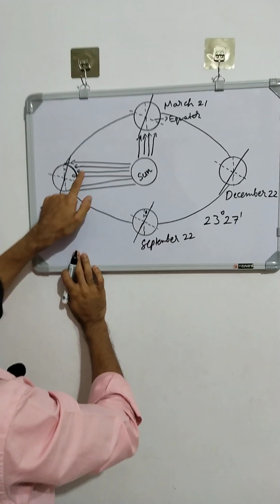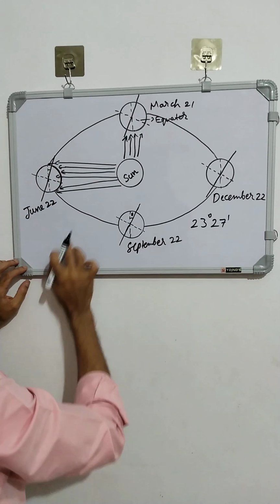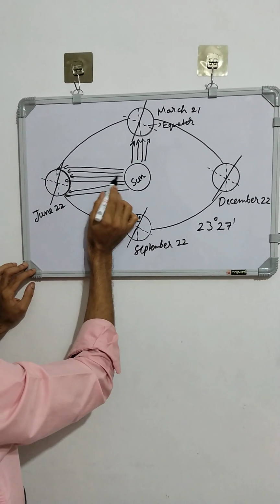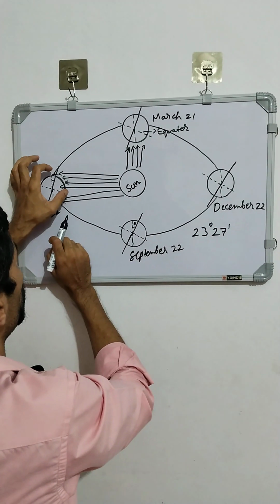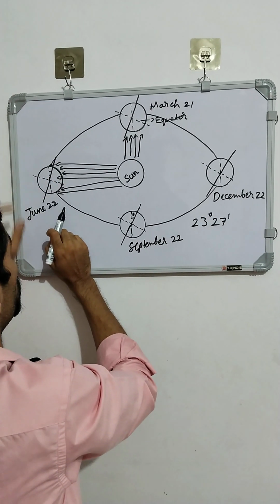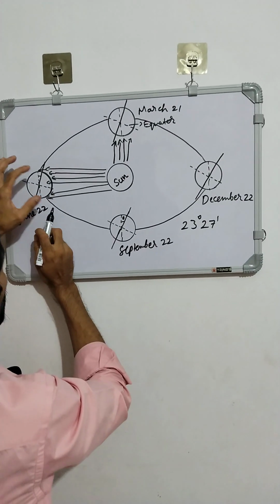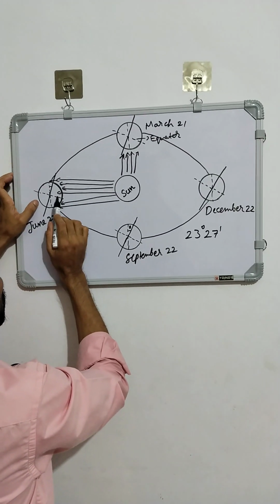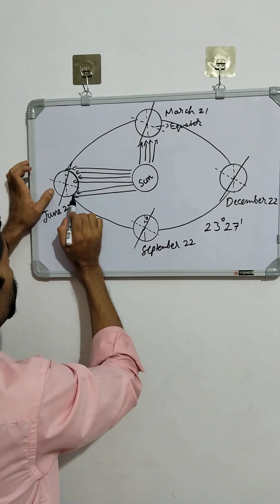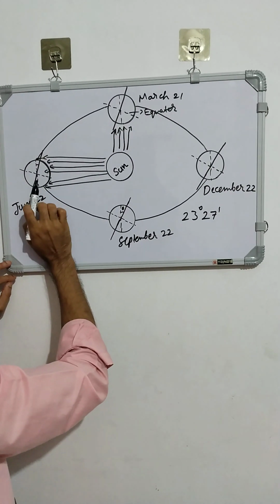But here, as the rays of the Sun strike at right angles, there will be more effect of heat. Because of this, we call it the summer season here, and we can also see that on June 22nd, the day will be the longest and the night will be the shortest in the northern hemisphere, and in the southern hemisphere it will be the reverse.